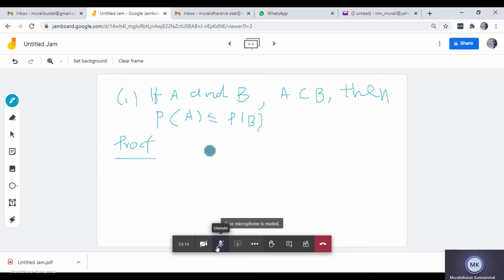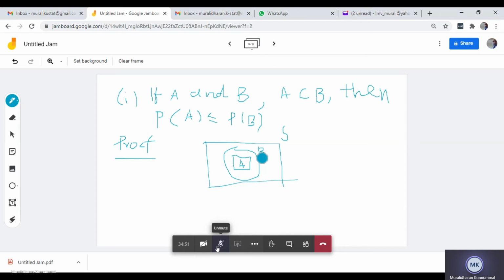So just draw a diagram. This is your sample space. A is a subset of B. Say, for example, this is the set A, and suppose this is set B, so that A becomes a subset of B. This is very clear. Please see what condition is given: A is a subset of B. So A is clearly a subset of B.